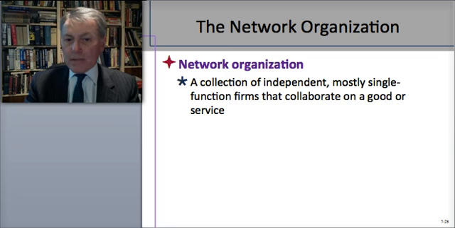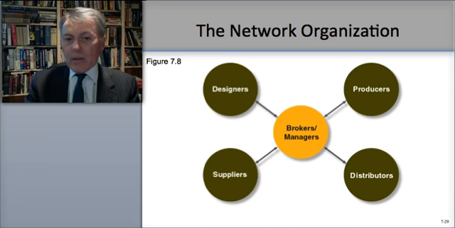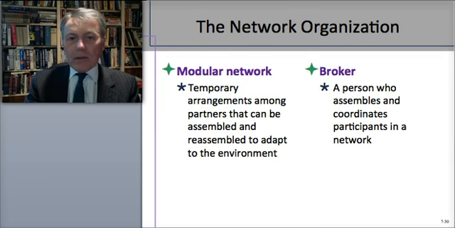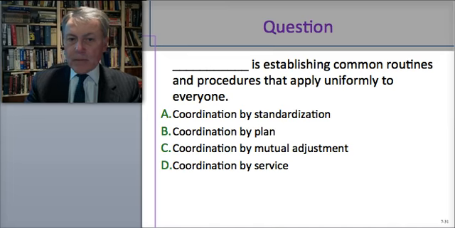The network organization is a collection of independent, mostly single-function firms that collaborate on a good or service. So a network organization, as seen in Figure 7.8, is where we have brokers and managers clustered in the center of designers, producers, distributors, and suppliers. The network organization can be a modular network, which is a temporary arrangement among partners that can be assembled and reassembled to adapt to the environment. Broker: a person who assembles and coordinates participants in a network.